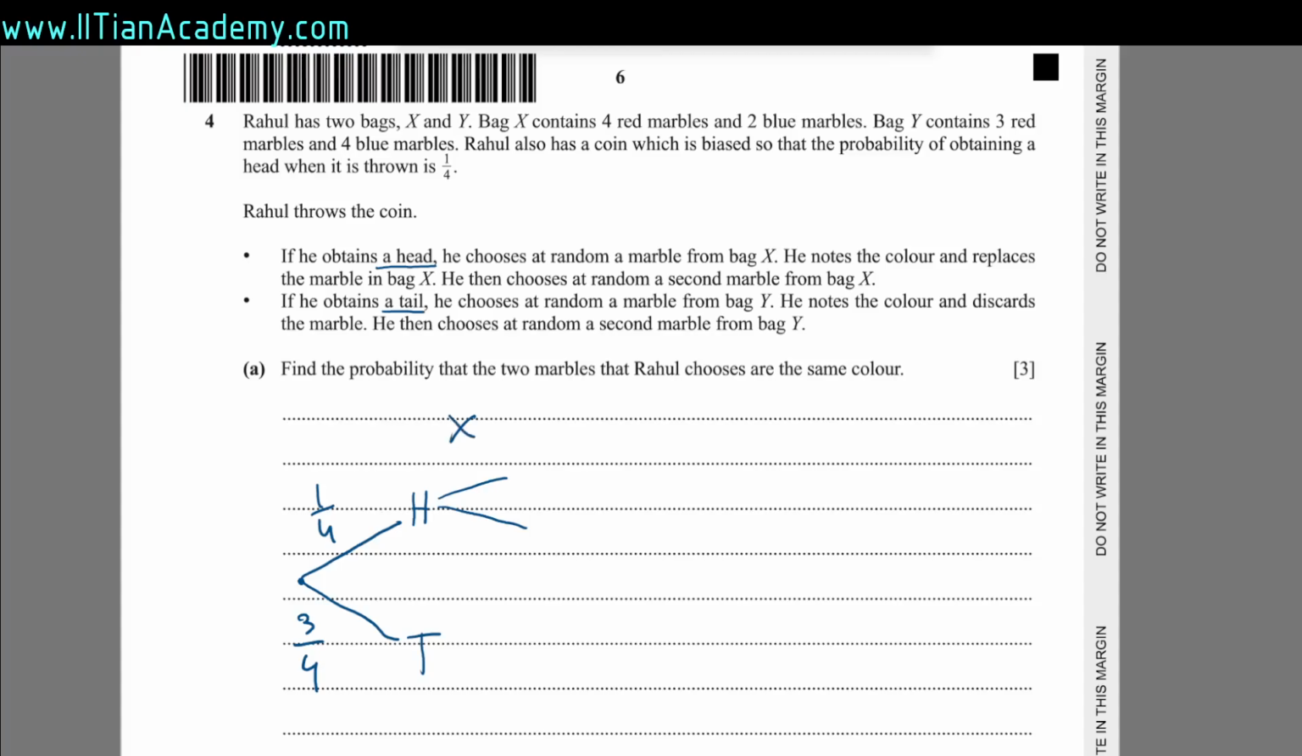And then we have in bag X 4 red marbles and 2 blue marbles. So you either get a red or a blue, and then the probability of getting a red is 4 over 6, and therefore blue is 2 over 6. And then we replace the ball and then choose another second marble. So again, we can either get a red or a blue, and then again a red or a blue, and the probabilities don't change because Rahul replaced the balls.